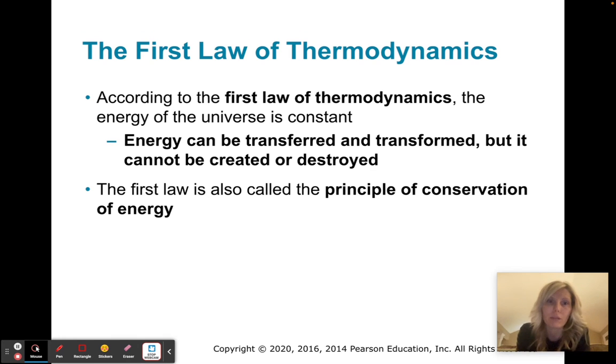But the first law is basically that energy can't be created nor destroyed, but it can be transferred or transformed. So it can be moved from molecule to molecule, but you're not making more of it, and you're not getting rid of it.